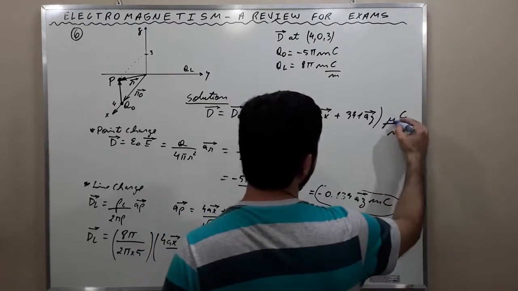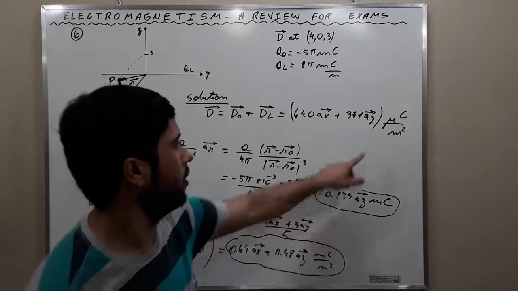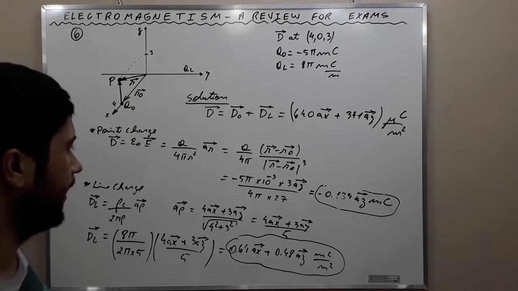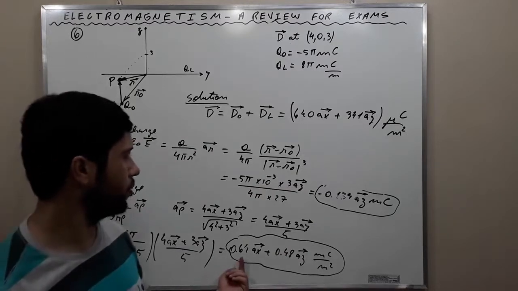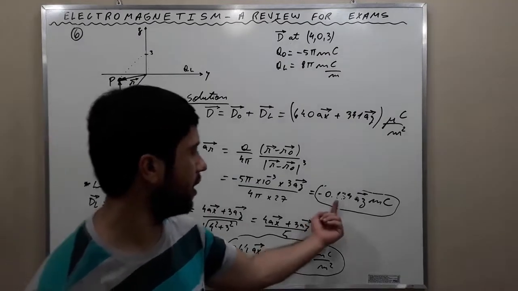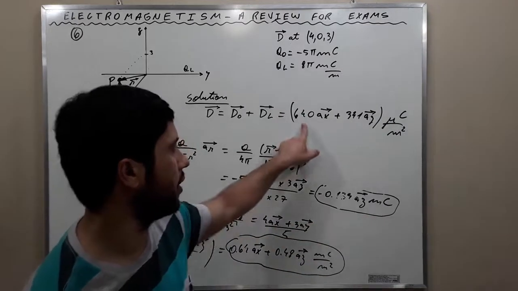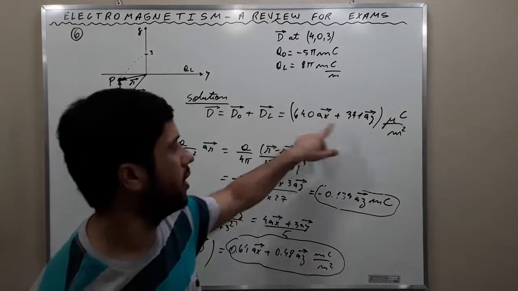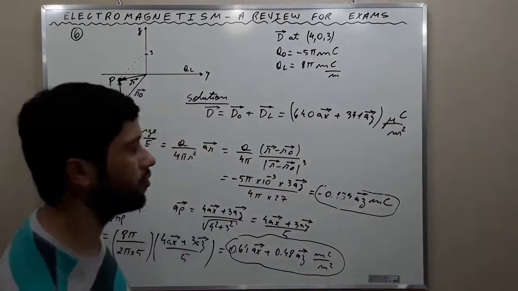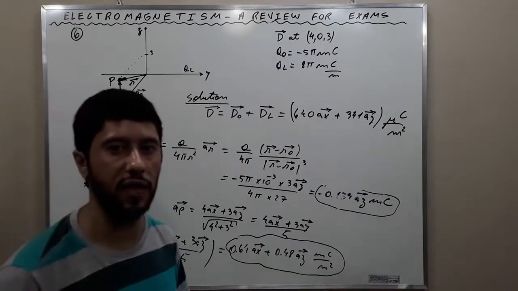This is not micro, this is in milli. This is in microcoulombs per meter squared, okay? Observe that I multiplied this and this by 1,000. Here it was in millicoulombs per meter squared, and I multiplied it by 1,000 for a better visualization. This is not in millicoulombs, this is in microcoulombs, okay? This is a solution of exercise 6. Let's go to exercise 7 now.